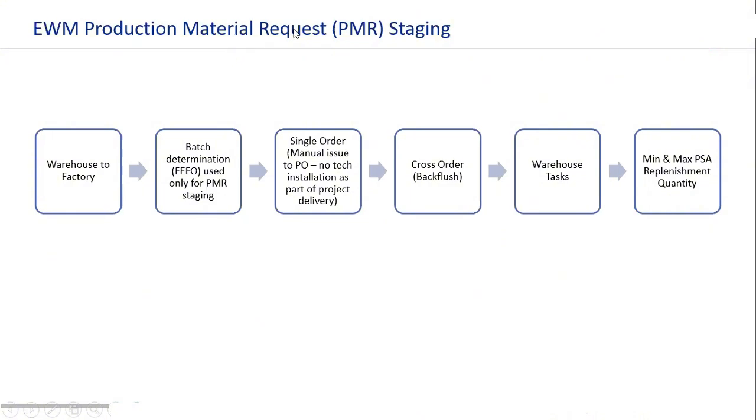So EWM production material request and the staging. It would be the warehouse to the factory, and batch determination, which would be FIFO, first expiry, first out, is used only for PMR staging. Then it would either be single order or cross order. With single order, you'd have to manually issue the materials to the process orders, whereas in the UK we'll be using cross order and backflush. There are also warehouse tasks involved, and then the minimum max PSA replenishment quantity.